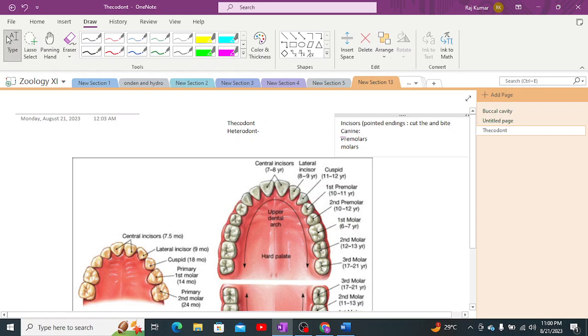Whereas canine is basically the sharpening tooth, and as it is a sharpening tooth, it has pointed endings. What does that mean? It is a sharpening tooth as well as having pointed endings.